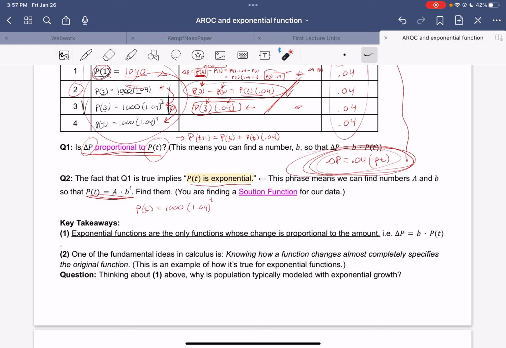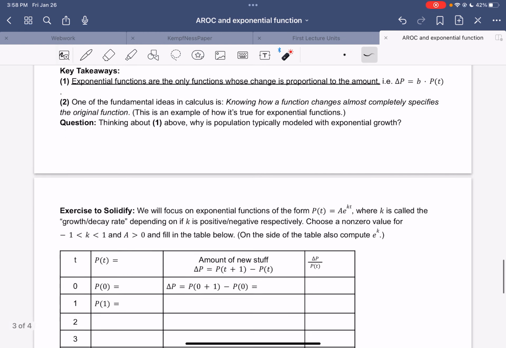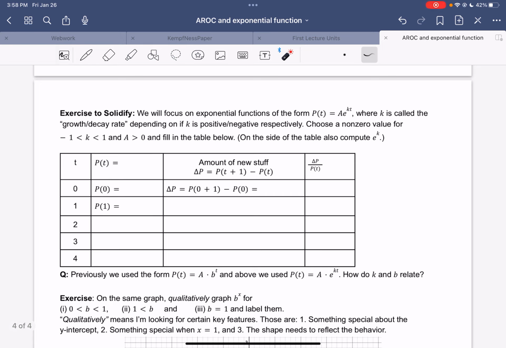But this idea of knowing how something changes, it can start to tell you what the function is. That's going to be a recurring theme in this class, but not till like chapter 3 or something like that, okay? But we can already start to see where, because of something that's happening with this relationship of change, the function itself is intimately related to how it changes, okay? All right, so let's solidify this.